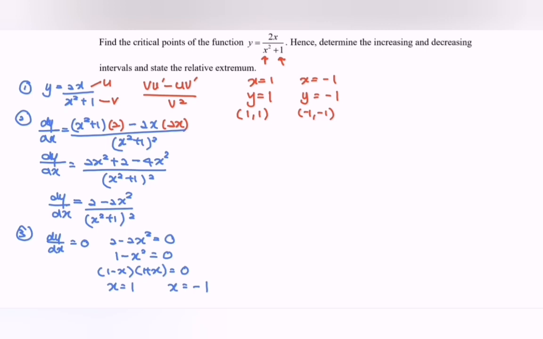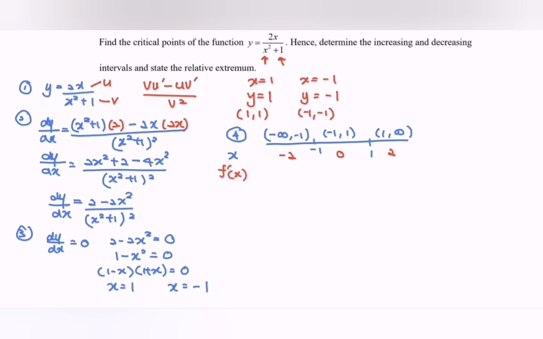Hence, by using the first derivative, step number 4, we have a number line. Locate the values negative 1 and 1. We have the intervals negative infinity until negative 1, negative 1 until 1, 1 until infinity. Where 1 and negative 1 are not included, so the suggested values of x would be negative 2, then 0, and then 2.